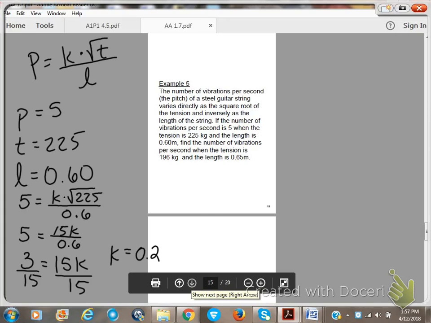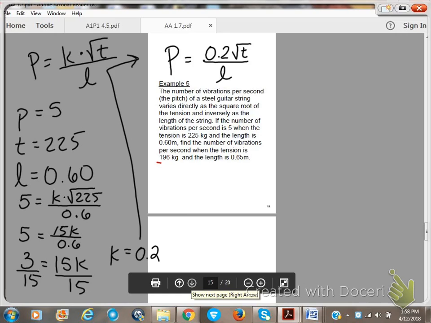Now that we've found K, we'll bring it back in. Since I've already got a fraction going on up there, I'm going to write down K as a decimal, just so it doesn't look like a fraction within a fraction. So bringing it up here, that's going to be P equals 0.2 times the square root of T divided by L. All right, so we've got our formula. Now plug the other stuff in. And what other stuff goes where? 196 goes for T, 0.65 goes for L.